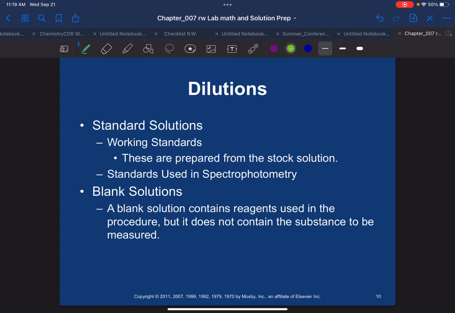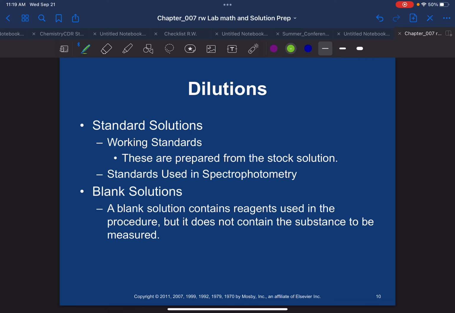All right, we're going to pick up here with dilutions. Dilutions are very important. A dilution is the volume or number of parts of the substance to be diluted in the total volume or parts of the final solution. It's also an expression of concentration that indicates the relative amount of substances in solution.